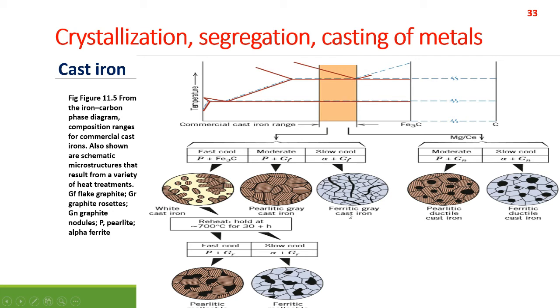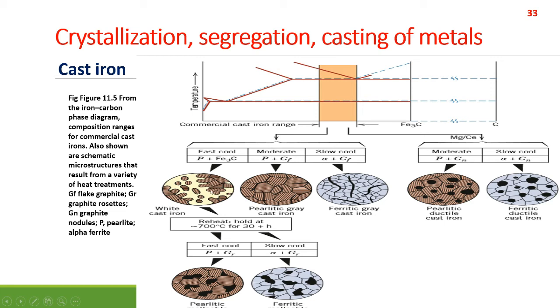When I get this perlite and cementite combination after fast cooling of my cast iron, I get this microstructure which I call white cast iron. The second type is called pearlitic gray cast iron, and the third type, which I get after slow cooling, is a ferritic gray cast iron.